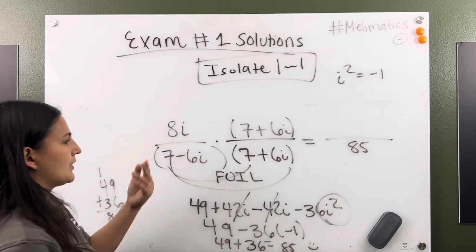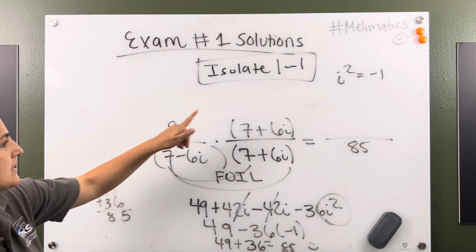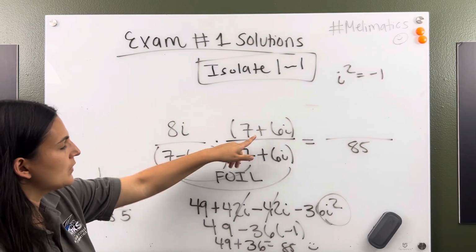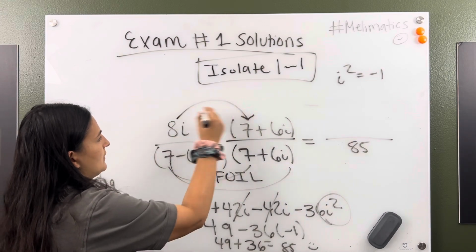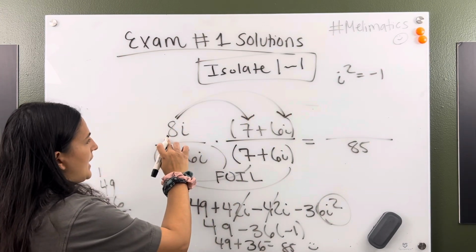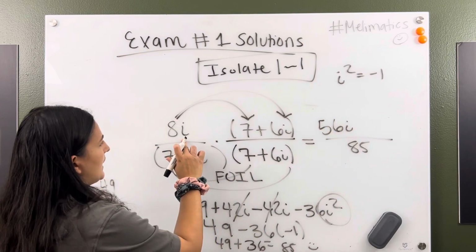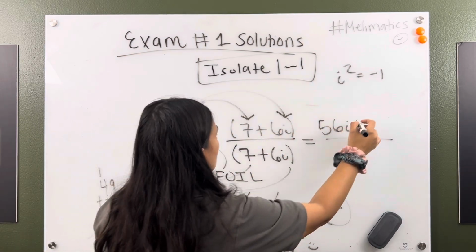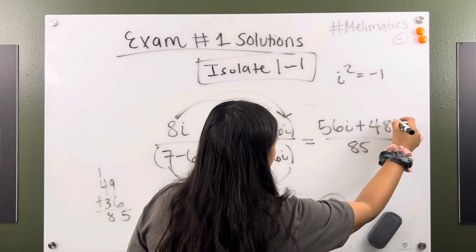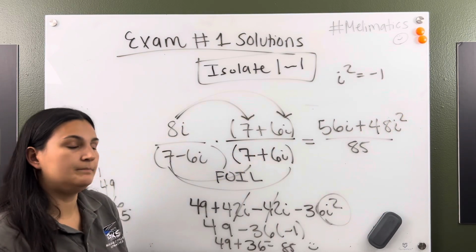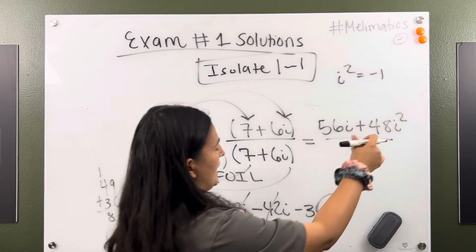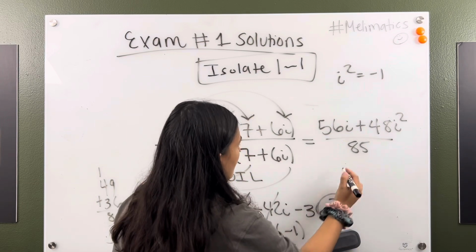Okay, and now let's look at the numerator. So the numerator is just 8i times these two terms. But since there's more than one term, that means there's distribution. So what is 8i times 7? 56i. And what is 8i times 6i? Positive 48i squared. Okay, so almost done. Now we know what i squared is. i squared is -1.